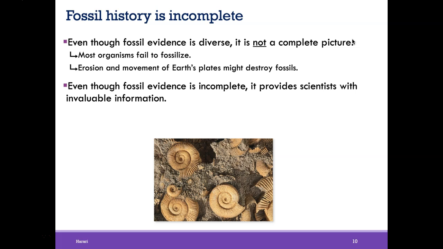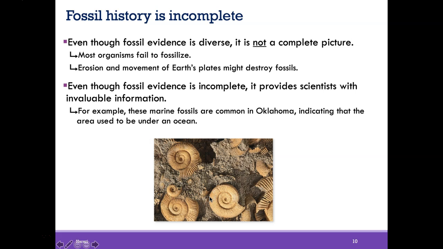So even though fossil evidence is incomplete, we can still get lots of invaluable information from the fossil record. For example, these marine fossils were found in Oklahoma. And again, the only way that this could have been the case is that this area of Oklahoma used to be under an ocean. And we now know that that's true. So Oklahoma used to be a shallow ocean. And we could basically infer different ways that Earth's plates might have moved over time.